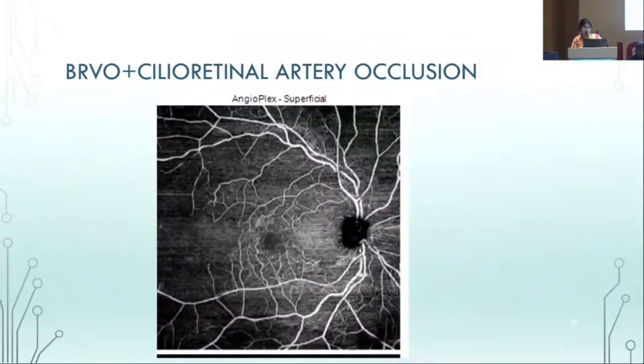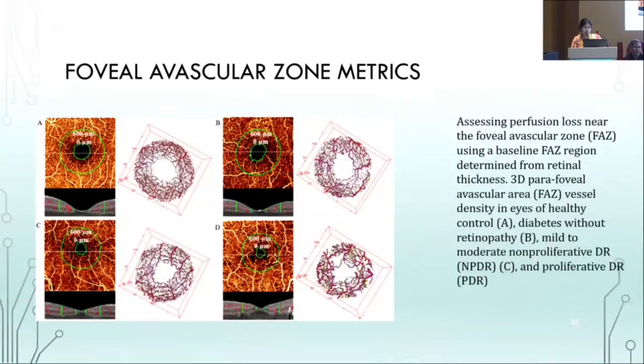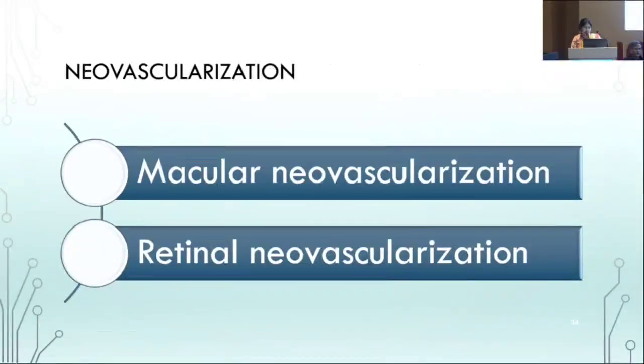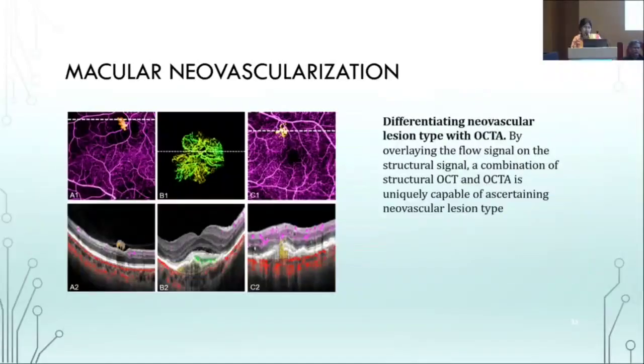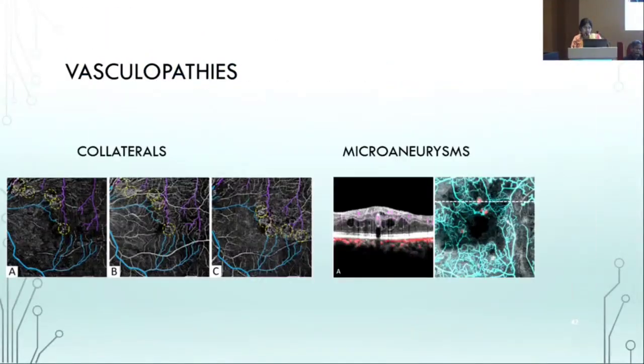This is an image of CRVO. I will skip this. Choriocapillaris flow deficits are identified on OCTA. Foveal avascular zone metrics assess perfusion loss near the foveal avascular zone using the baseline FAZ region determined from retinal thickness, and 3D parafoveal avascular vessel density in the eyes of healthy controls, diabetics without retinopathy, mild to moderate NPDR and PDR images. The neovascularization includes macular neovascularization and retinal neovascularization. This is an image showing macular neovascularization. Other vasculopathies are collaterals and microaneurysms.